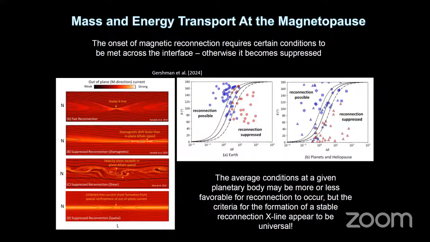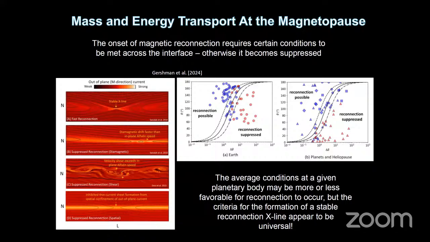Other things that can happen is you can have really strong velocity shear, and so in the third panel there, you can see that it really looks a lot more like Kelvin-Helmholtz instability or vortices forming, which can still produce mixing, but is not necessarily reconnection, or the fast reconnection that you see in the top panel. And then you can also have 3D effects where out-of-plane small scales can suppress the current sheet and out-of-plane current from forming.